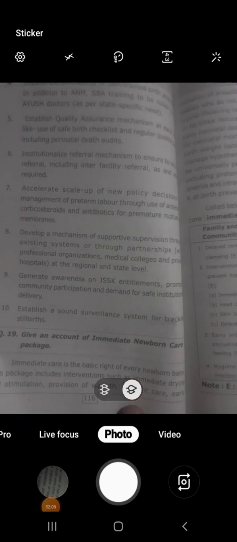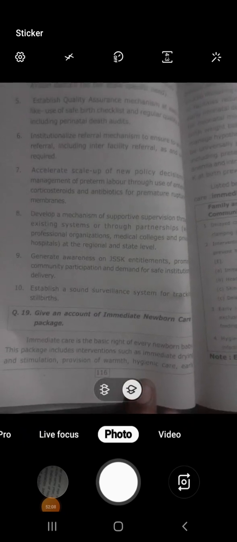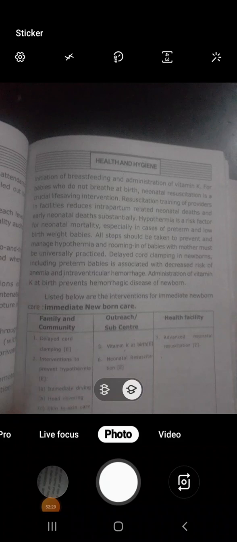And next, we have the immediate newborn care package. For the newborn baby, this covers drying, stimulation, warmth, hygiene care, and early initiation of breastfeeding. So these all come under this. Here there is administration of vitamin K and care for babies who do not breathe at birth. Resuscitation is a life-saving intervention, which is one of the factors we should take to prevent and manage all this. So those are the things we are going to take. For immediate newborn care, we have to give these preventions, and these are the actions we have.